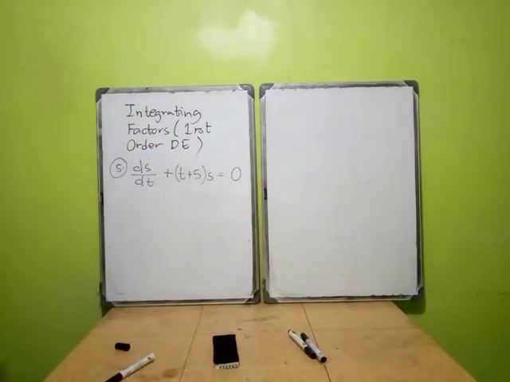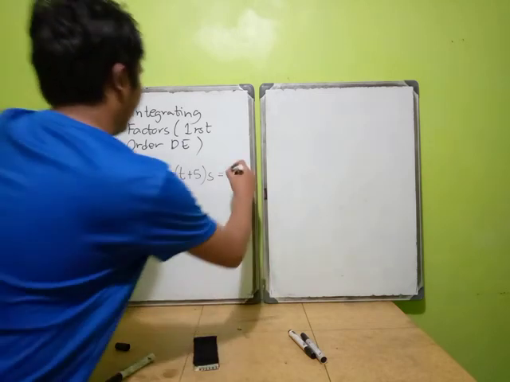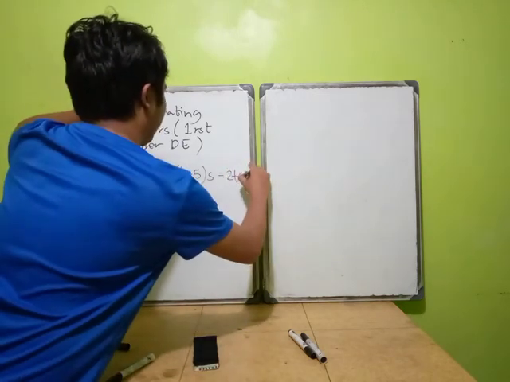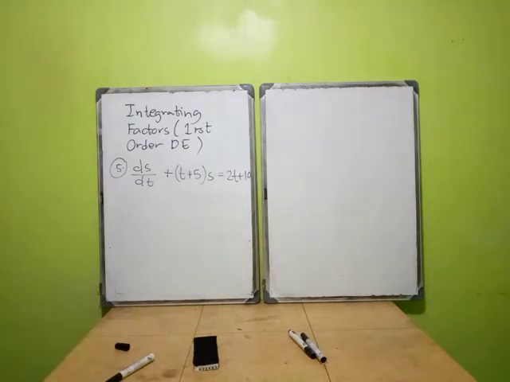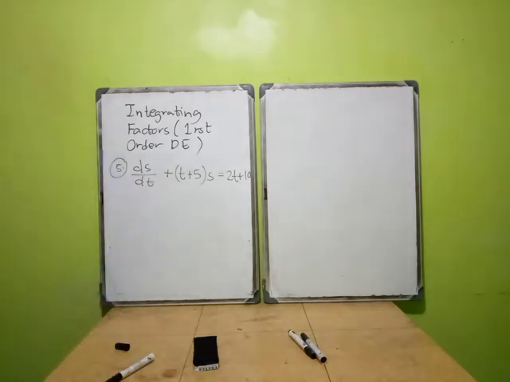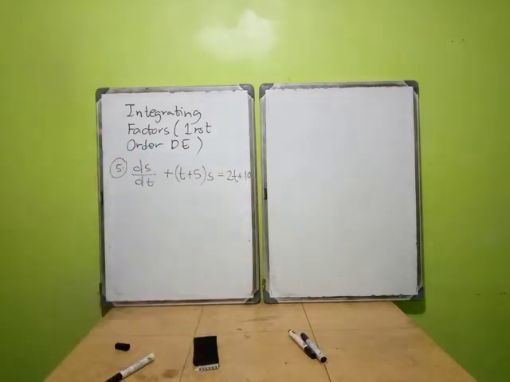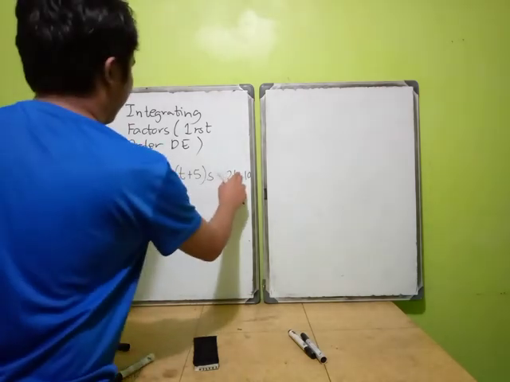Natin ganito. Okay. So this will be our, okay, so kuha tayo ng example. Okay, so this should be 2. Okay, para madali. Okay. So consider this as your fifth example. ds over dt plus (t plus 5) multiplied by s is equal to 2t plus 10. So, paano natin isosolve to?